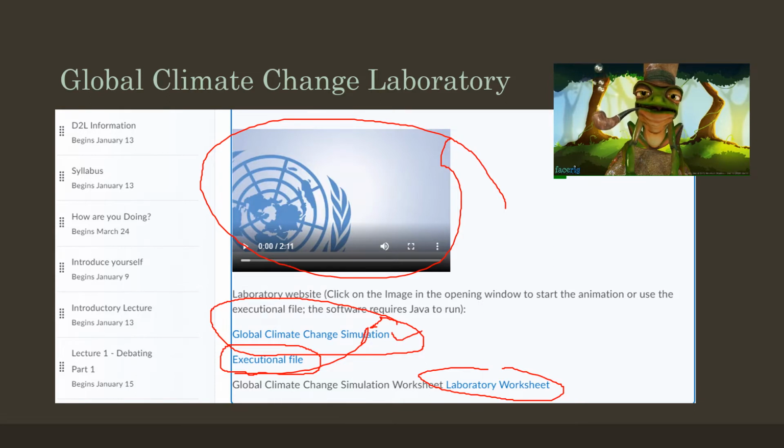That's going to be the link that takes you directly to the website. I did store an executable file that's not going to work on all computers, but it may run a little faster for you if you have slow internet. And then again, your laboratory worksheet, you should keep open while you go through the sim, and just write directly into it and put it into the Dropbox below.